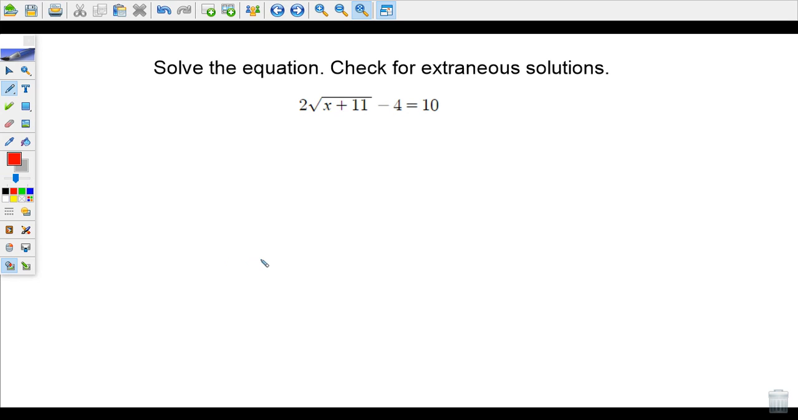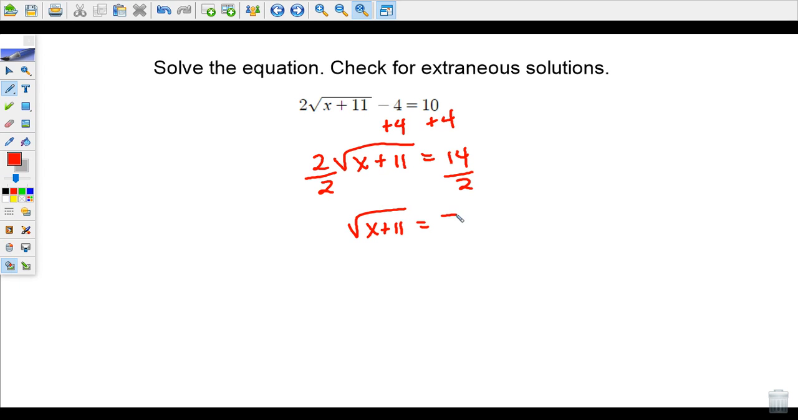Here's another one. Get the radical by itself, so add 4 to both sides. Now it's 2 times radical x plus 11 equals 14. Divide both sides by 2. And we'll get radical x plus 11 equals 7.